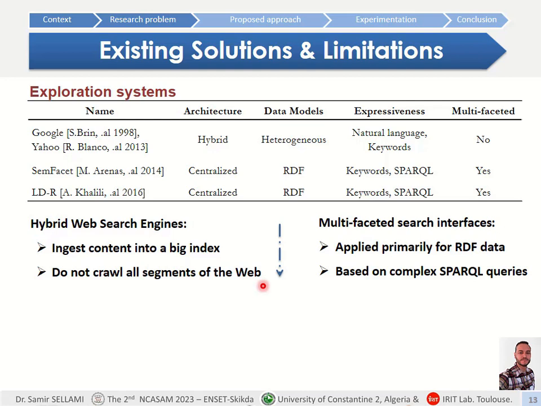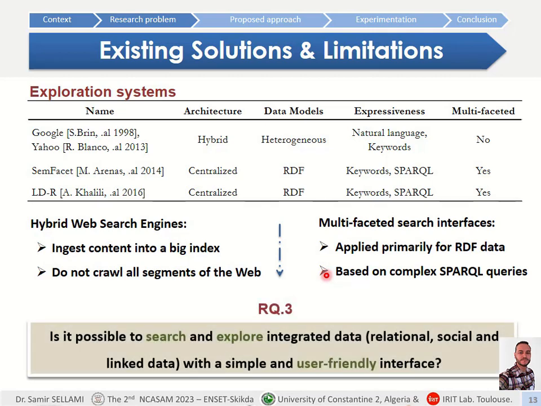On the other hand, multifaceted search interfaces such as SemFacet and LDR are applied mainly to RDF data. They are based on the SPARQL query language, which is too complex for ordinary users. So this leads us to ask the following research question: is it possible to search and explore integrated data, for example relational, social and linked data, with a simple and user-friendly interface?